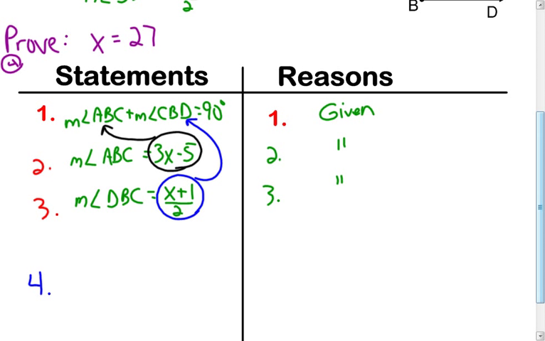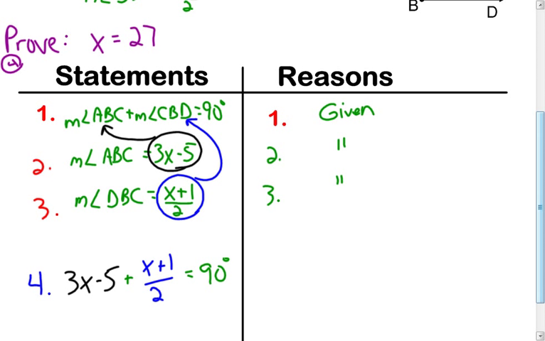Now I'm going to take that line 1 and I'm going to rewrite it. But instead of putting the measure of angle ABC, I'm going to put what it's equal to. So from line 2, it tells me that that stuff is 3x minus 5. And then I have this plus sign. And then I have the measure of angle CBD, which I know is equal to x plus 1 over 2. And then that's going to equal 90 degrees.